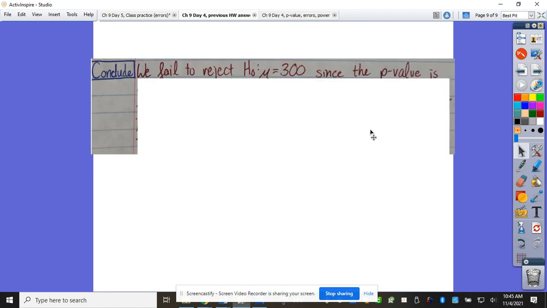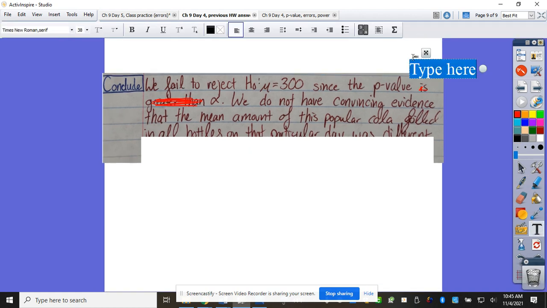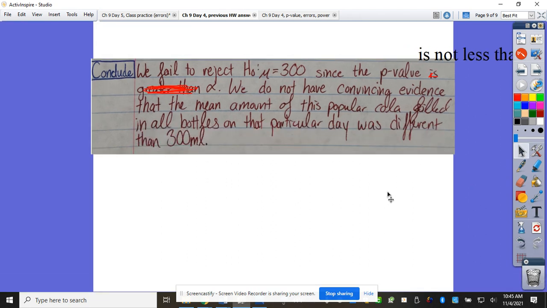All right, so we reject the null hypothesis. Wait, we failed to reject the null hypothesis as the p-value. Again, here, I don't like the way I used to do this. There's nothing wrong with it, but it confuses people sometimes. I would rather you say what? Alpha 0.05, we do not have convincing evidence that the mean amount of this particular cola filled in all bottles this particular day from this filling machine was different than 300 milliliters. Questions?